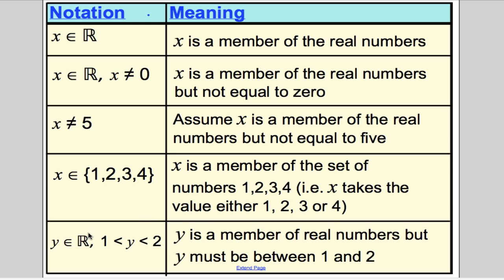And lastly, here, what would this mean? Well, y is a real number, but y is a real number anywhere between 1 and 2, and cannot equal 1 and 2. So you should be starting to get familiar with that sort of notation, is a member of notation, and the real number notation and what it means, okay? And maybe set notation as well. X can be 1, 2, 3, or 4. These are the type of things we're going to use when we're talking about functions and defining functions.